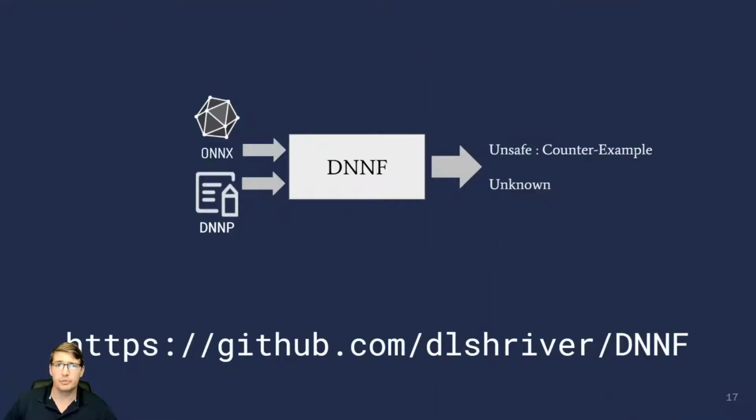We've implemented our reduction in a tool which we call DNNF. Our tool accepts DNN models in the Onyx format and properties written using the DNNP property specification language. DNNF applies property reduction and then runs one of several available backend falsification methods and reports a result.